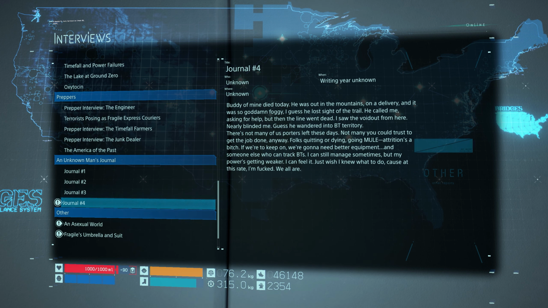Buddy of mine died today. He was out in the mountains on a delivery, and it was so goddamn foggy, I guess he just lost sight of the trail. He called me asking for help, but then the line went dead. I saw the void out from here. Nearly blinded me. I guess he wandered into BT territory. There's not many of us porters left these days. Not many you could trust to get the job done anyway.